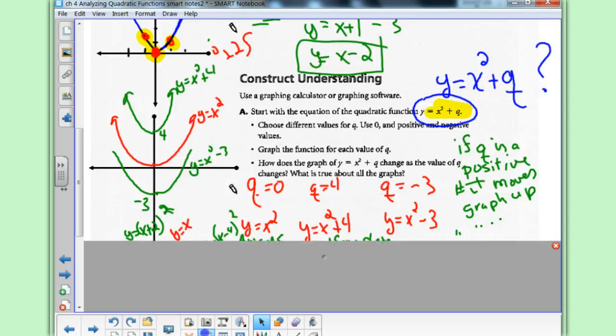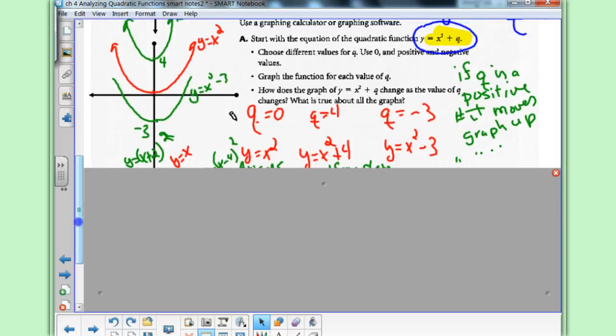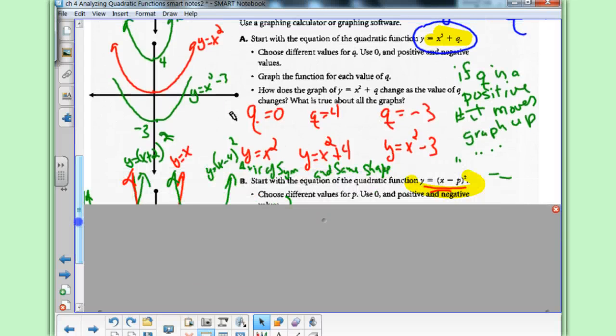Those are my equations. If Q is 0, it was y equals x squared. If Q was 4, I got y equals x squared plus 4. And if Q was -3, I got these as my graphs. I graphed them. How does it change? Moved up and down.